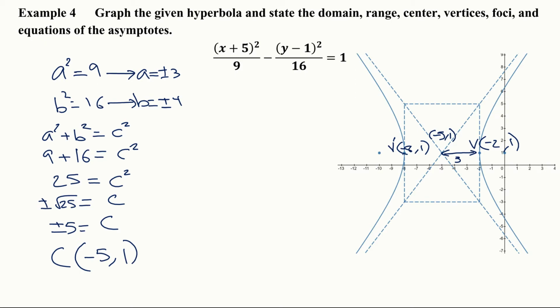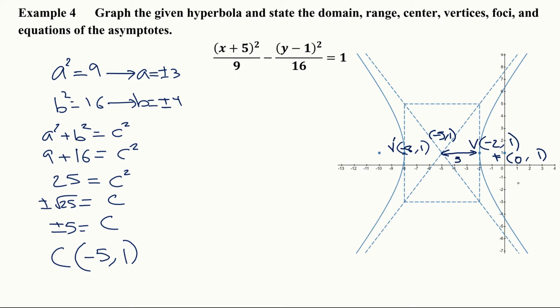All right, for the foci. So I know that C is 5, right? One focus is going to be at, first of all, the same elevation, so 1, but I need to take the negative 5 and add 5 to it, because remember, C is 5. So negative 5 plus 5, that brings me to 0, which agrees with the graph, doesn't it? Notice the one focus is at 0, 1, okay?